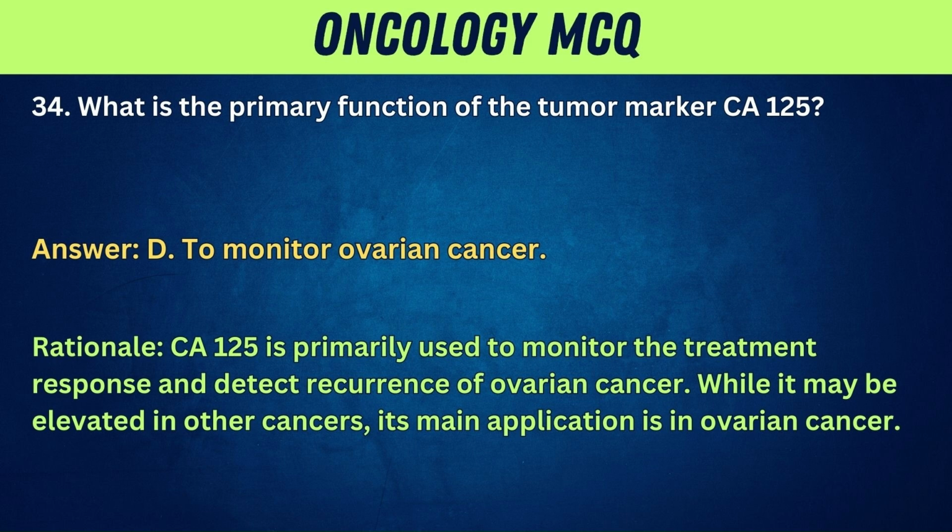Rationale: CA-125 is primarily used to monitor the treatment response and detect recurrence of ovarian cancer. While it may be elevated in other cancers, its main application is in ovarian cancer.